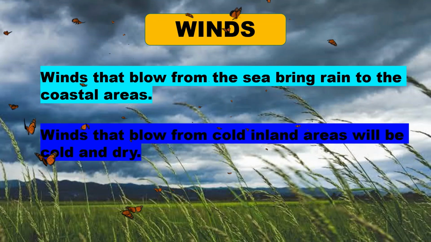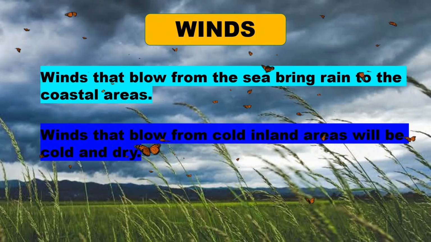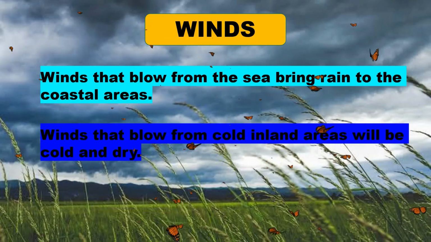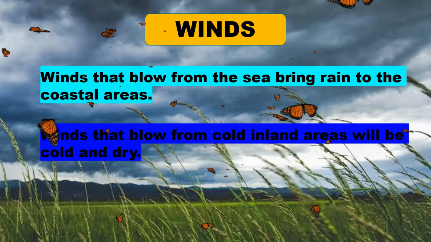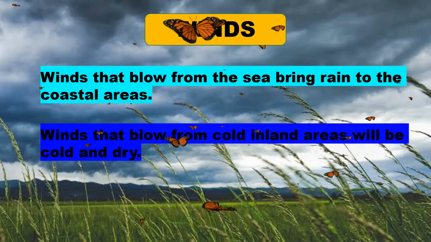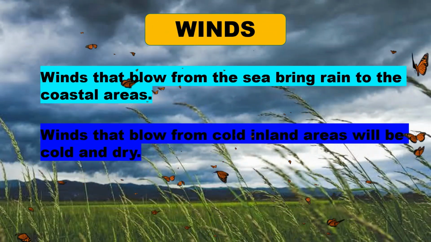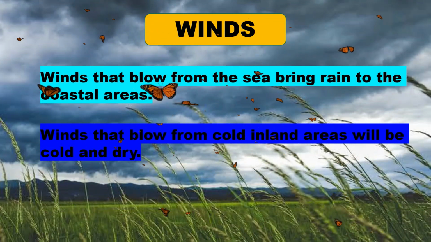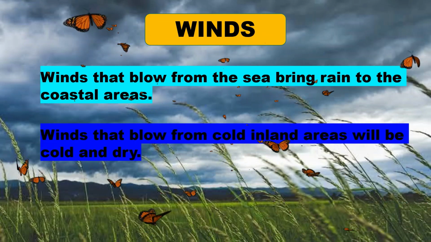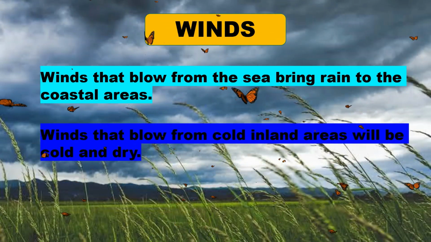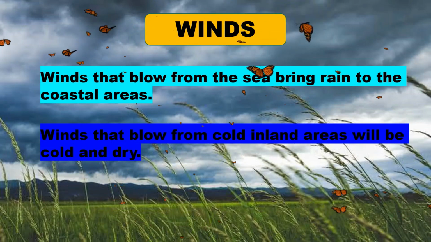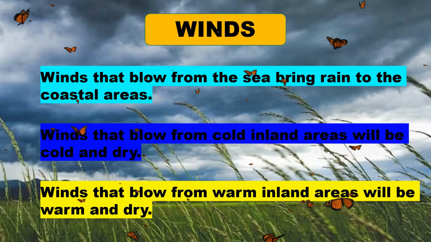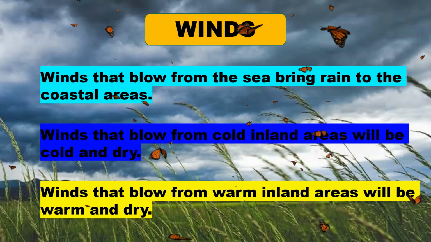Winds that are blowing from the cold inland areas. Inland areas are the places that do not have access to any water body. They are landlocked. They are locked by land on all sides. Okay, whereas coastal areas are near the seaside water bodies. So if winds are blowing from a cold inland area, you can understand that they'll be cold and dry winds. Whereas winds that blow from warm inland areas will be warm and dry.